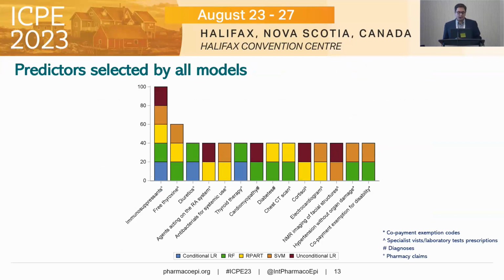Having a look at the predictors selected by at least two different models, we observed that only the number of pharmacy claims related to immunosuppressant drugs was the predictor selected by all the 5 tested models, while the other predictors selected by at least two different models included the request of free thyroxine level dosing, the number of pharmacy claims related to diuretics, agents acting on the renin-angiotensin system, antibacterials, and thyroid therapy, the presence of cardiomyopathy and diabetes as comorbidities, the request of specific diagnostic tests including a chest CT scan, cortisol level dosing, electrocardiogram, nuclear magnetic resonance imaging on facial structures, and lastly the presence of copayment exemption codes related to hypertension and permanent disability.